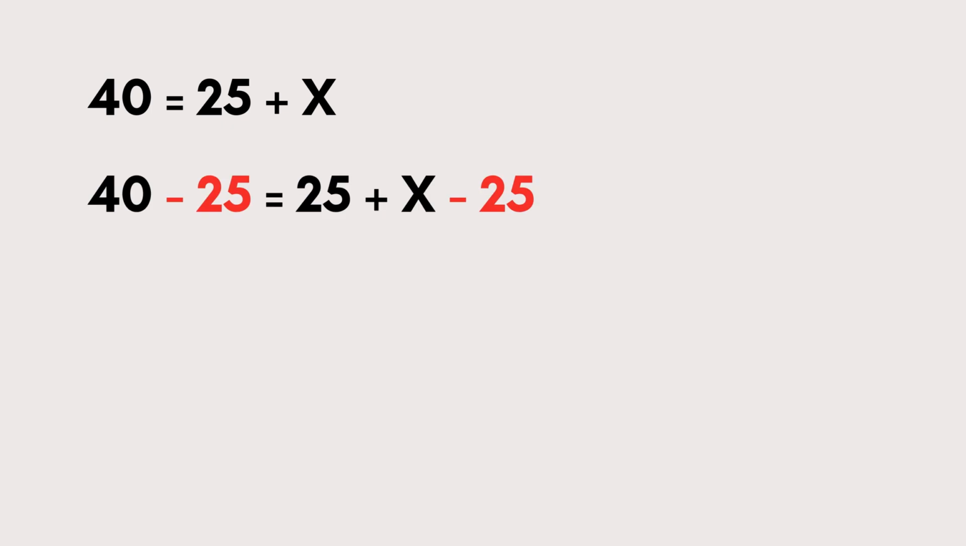Sometimes the unknown is on the right side, like 40 equals 25 plus x. No worries, the strategy is the same. Subtract 25 from both sides. On the left side, 40 minus 25 equals 15. And on the right side, 25 plus x minus 25 equals x. So 15 equals x. Or simply, x equals 15.